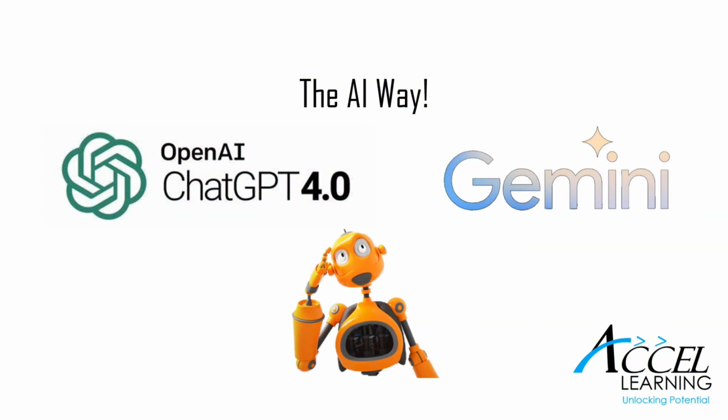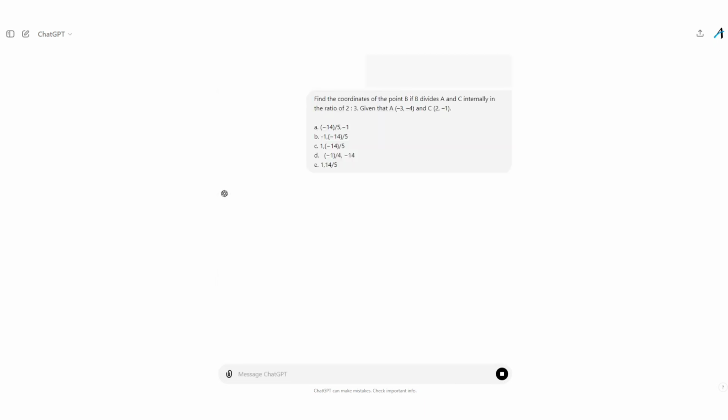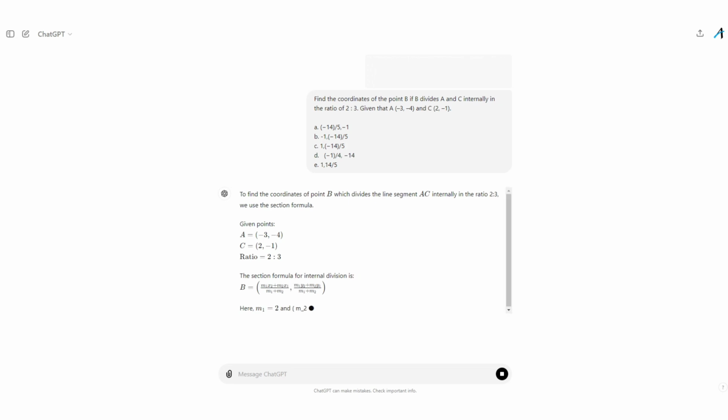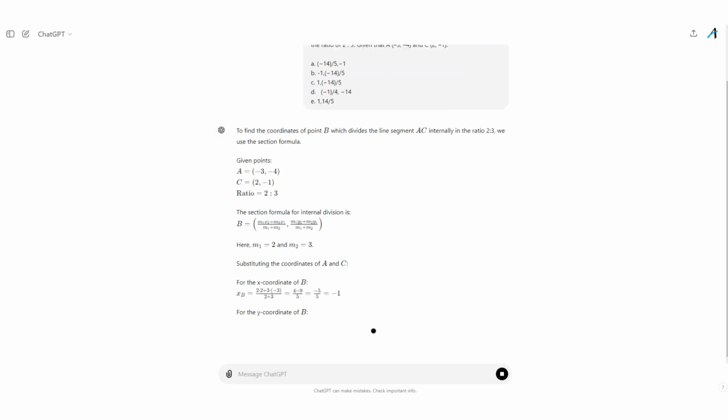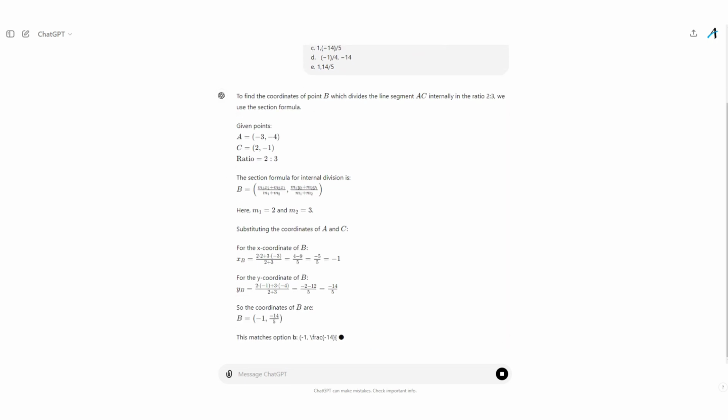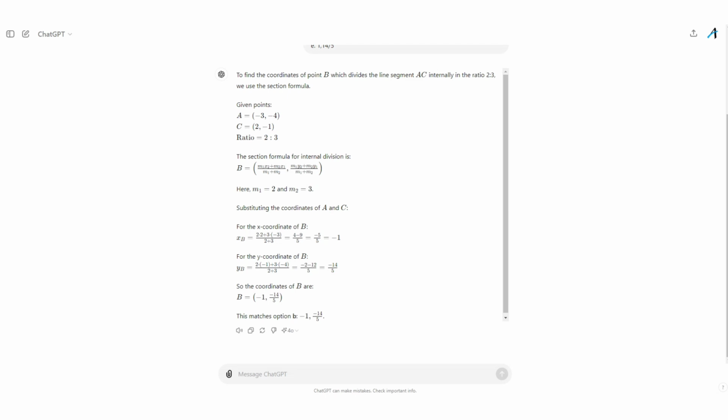Now for the fun part, let's see if AI is smart enough to solve this correctly. We'll first start with ChatGPT and then we'll do the same with Google's Gemini. Here we are in ChatGPT. Let's paste the question and see. Remember, our answer was option B, (-1, -14/5). Let's see how ChatGPT solves the problem. Alright, it's trying to find the x coordinate and it got -1, and it also found the y coordinate of B, which is -14 over 5, which means that it got a correct answer, letter B. That was all fast.